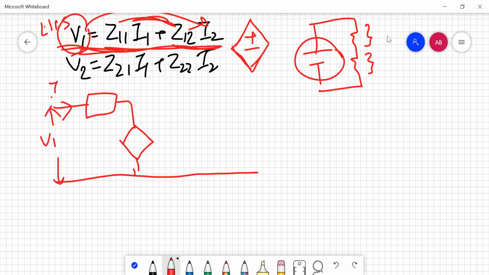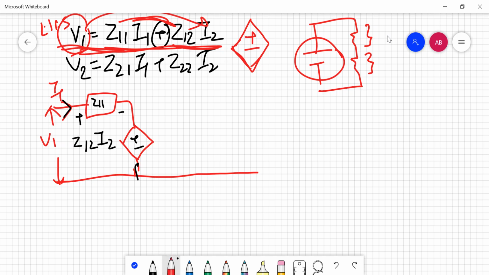This is I1, and just see here, this value is Z11 and this value is Z12 I2. And what about the sign? Just see here, when the current enters at this side, this is positive, negative, then again positive, negative will make it this plus sign. So you have to give the positive and negative direction as this.